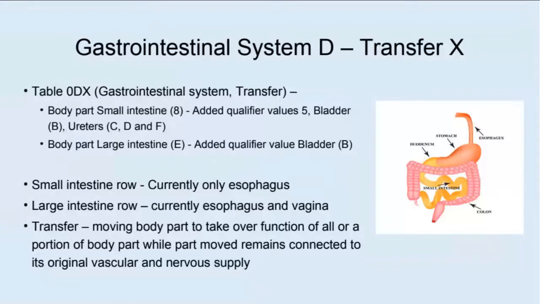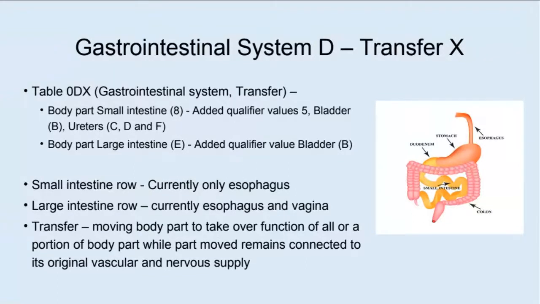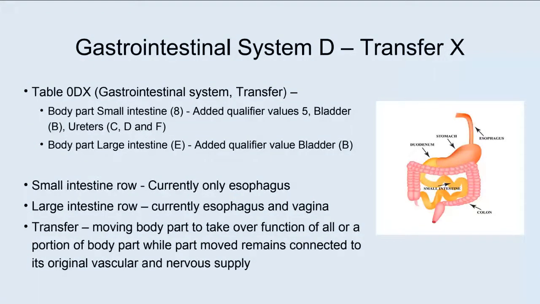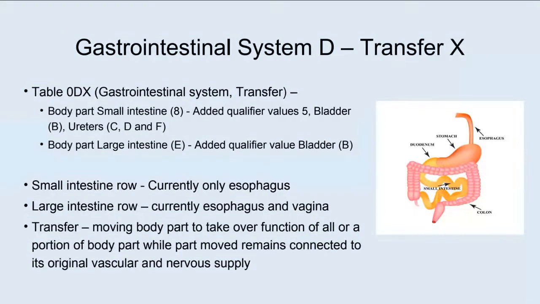Okay, so qualifier values were also added to the gastrointestinal system table for the root operation transfer. So let's remind ourselves what transfer means. Transfer is moving a body part to take over the function of all or a portion of a body part of another body part, while the part moved remains connected to its original vascular and nervous supply. So it's moved, takes over the function of a different body part, but it still remains connected to its blood vessels and nerves. So this is transfer. So under body part values, small intestine and large intestine, they added qualifiers. So the large intestine, a part of that can be moved to take over the function of bladder or ureters. In large intestine, the body part value can be moved, transferred to take over the function of the bladder. Okay.